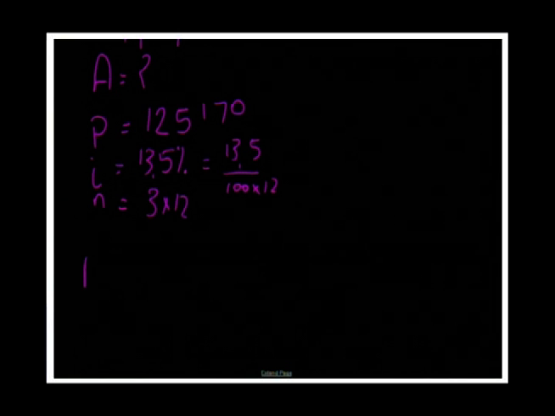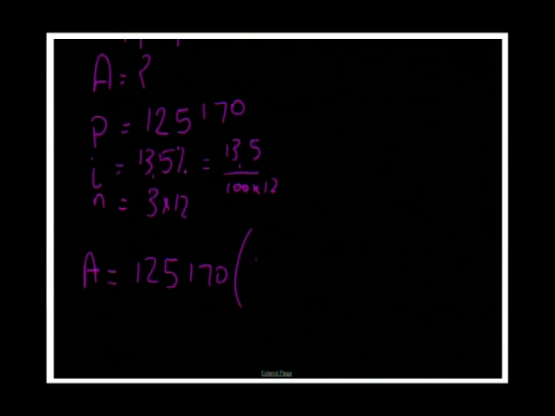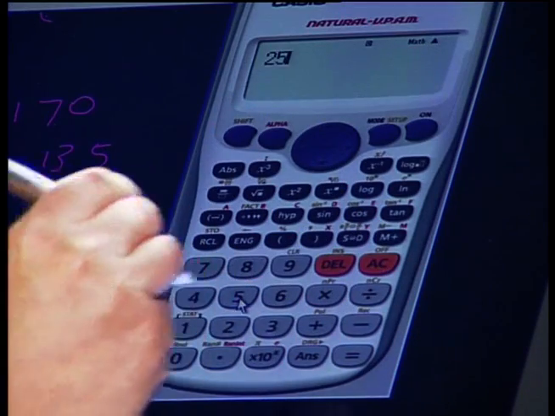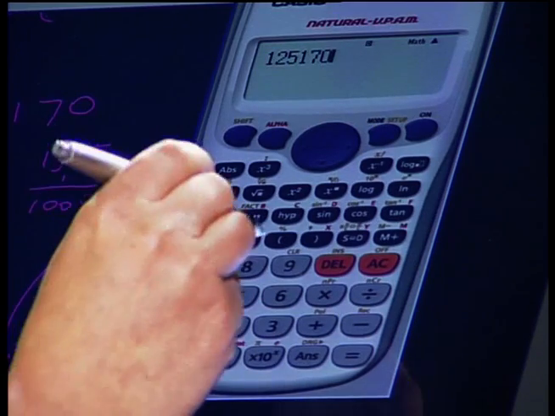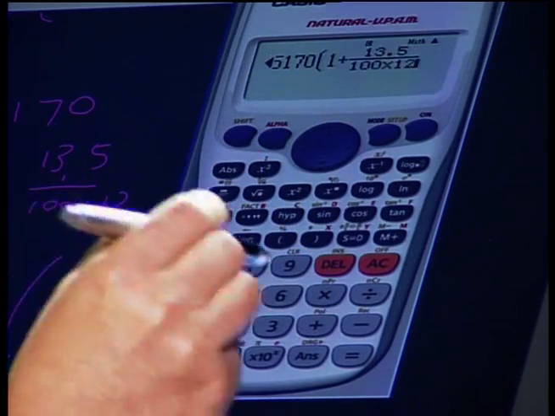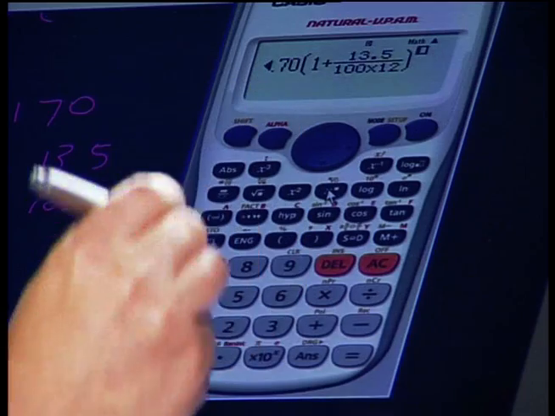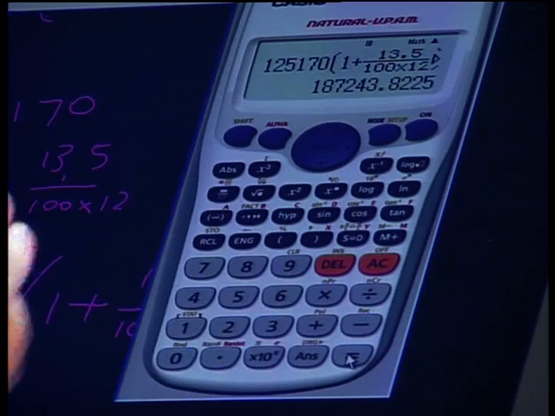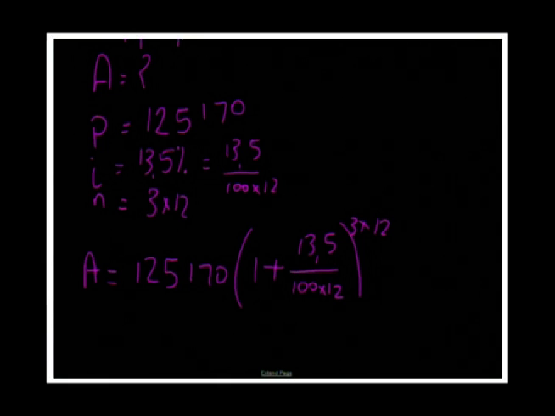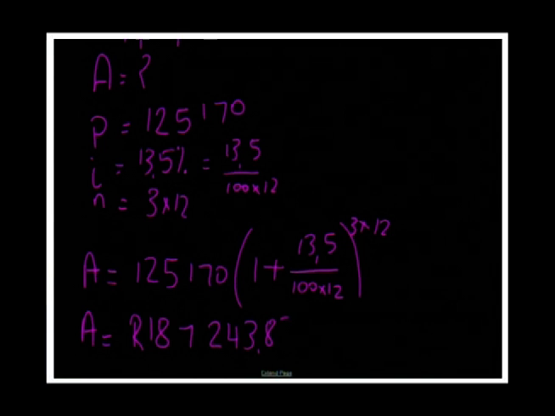Now on my calculator, I'm going to write it. That's 125,170, 1 plus 13.5 over 100 times 12, to the power of 3 times 12 in this case. Right, let's get the calculator out. And we're going to the same number, 125,170, open my bracket, 1 plus my percentage was 13.5, divided by 100 times 12, close the brackets to the power of 3 times 12, or 36. And I get an answer of 187,243 Rand and 82 cents. So let's write that in. So A equals 187,243 Rand and 82 cents.